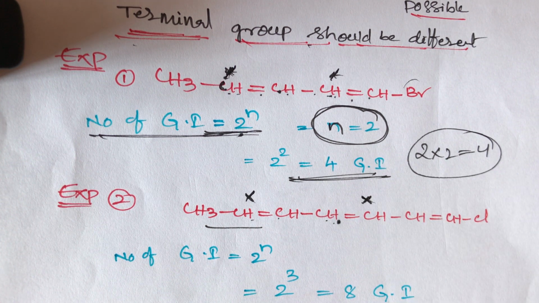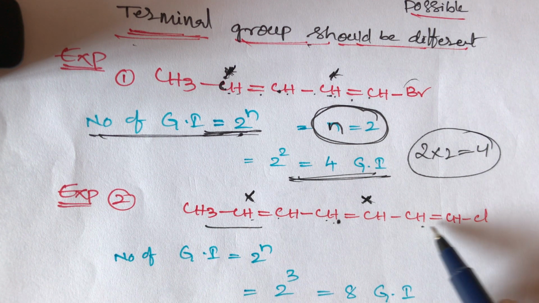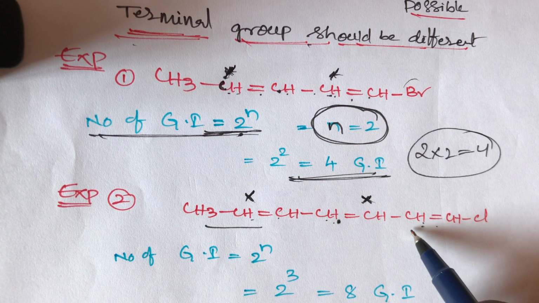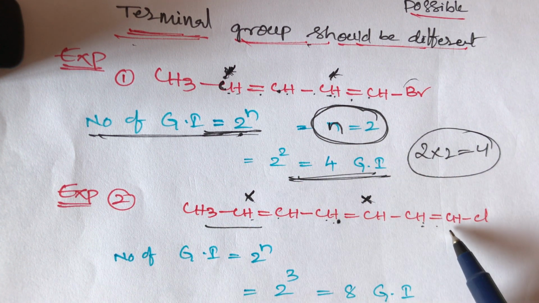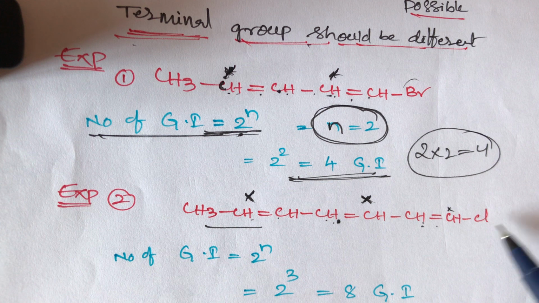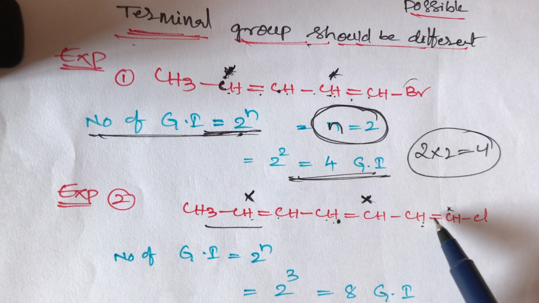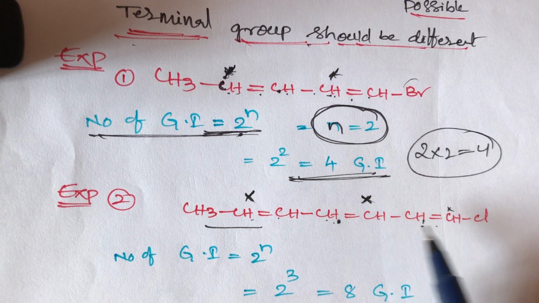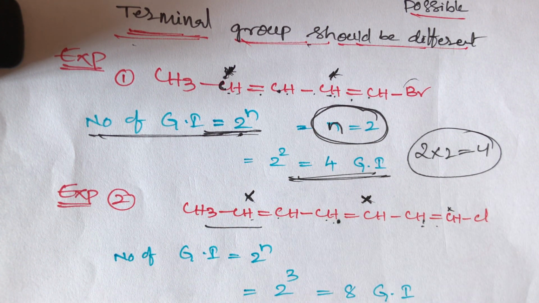This carbon will also show geometrical isomers. And what about the carbon in between? This carbon is connected with one hydrogen and this complete compound, and the right-side carbon is connected with chlorine and hydrogen. These two carbons will also show geometrical isomerism. So here the total number of sites is 3. Another condition is that the terminal groups should be different, and the terminal groups are different.